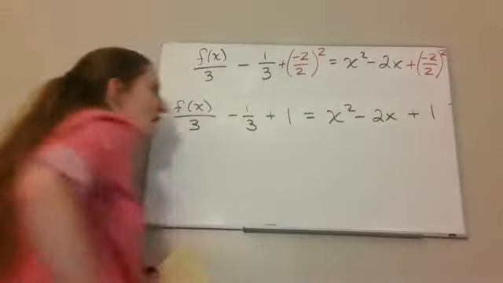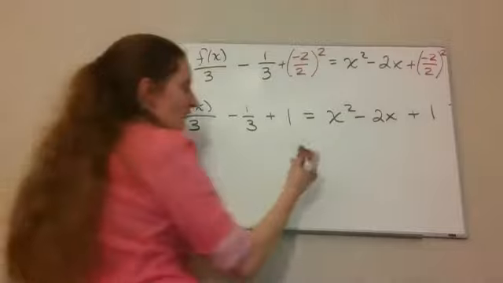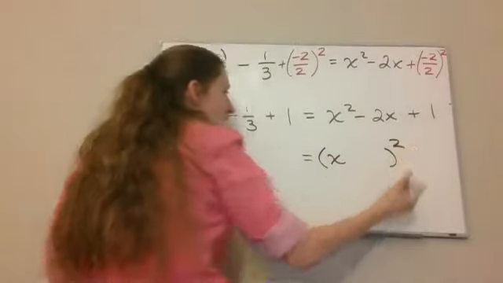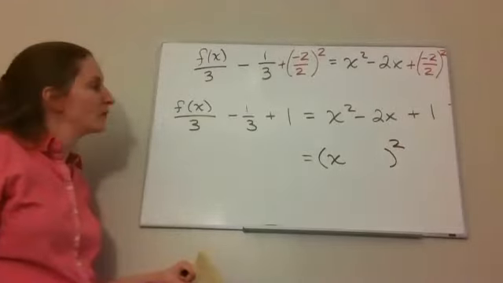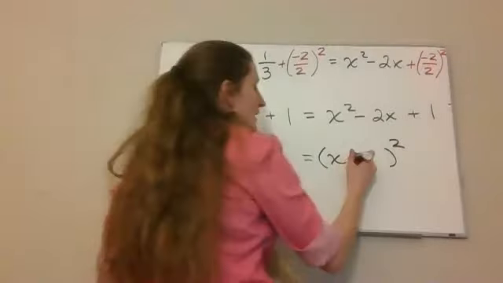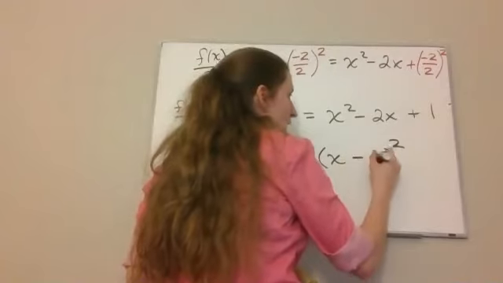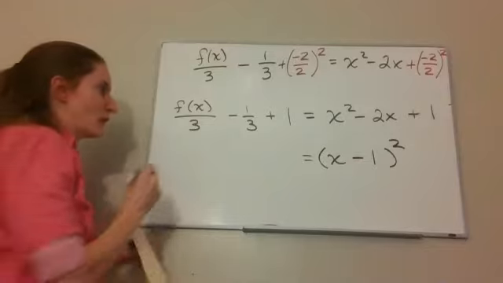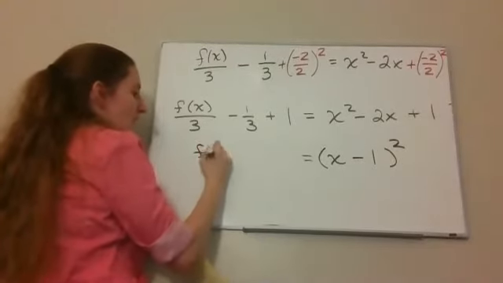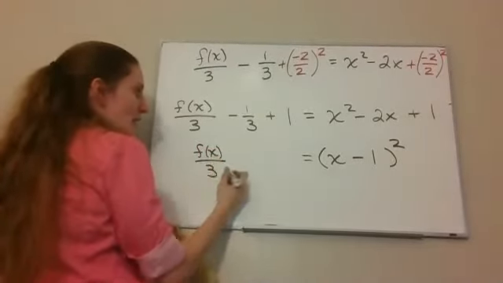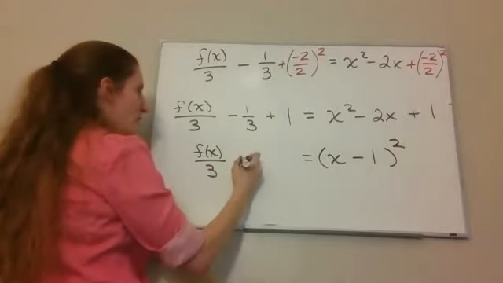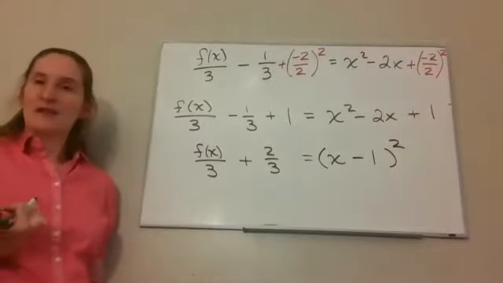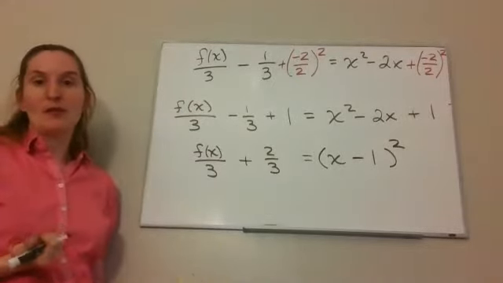We know the next step is to factor. So I'm going to factor this right side. And remember from last time, you're going to get x plus or minus something, squared. And it's always going to be your b/2 that goes in there. So I have (x - 1)². On this left side, I still have f(x)/3, and -1/3 plus 1 is +2/3. Now, this still isn't quite vertex form, but it's super close.